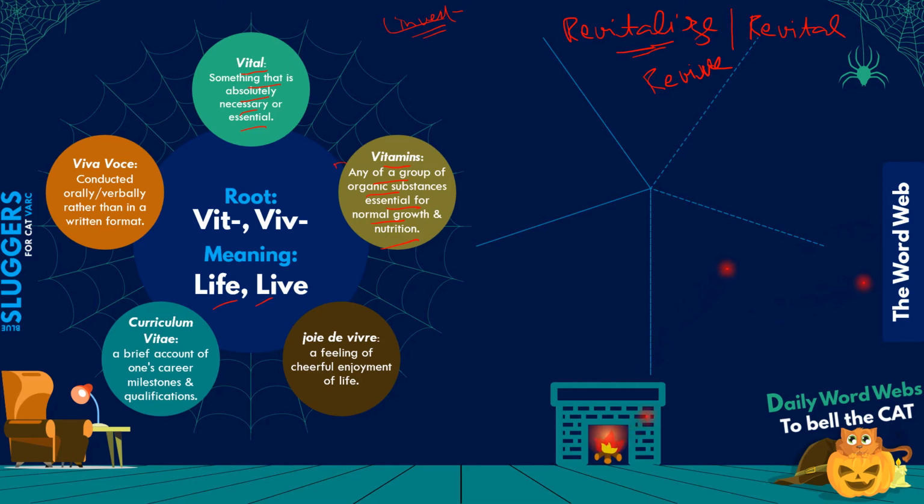So this is what vitamins are, and vitamins, as you can see, derive from the root vita, which means these are basically small organic substances that are vital for your life, for you to be healthy, right? So that's how they derive from vita.